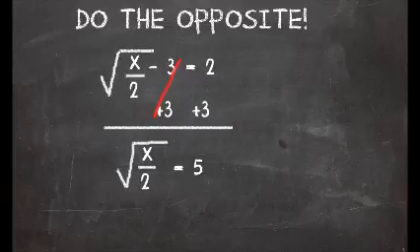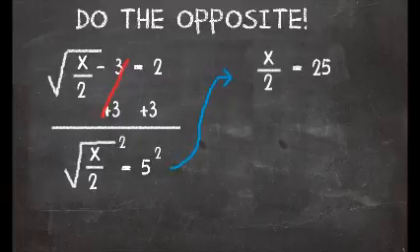Let's start with the square root. Do you remember what the opposite of square rooting is? The opposite of square rooting is squaring. So we will square both sides, giving us x divided by 2 equals 25. Note that we squared both sides because square roots are another way of saying root by the second power. And the opposite of rooting by a power is to raise by that same power.